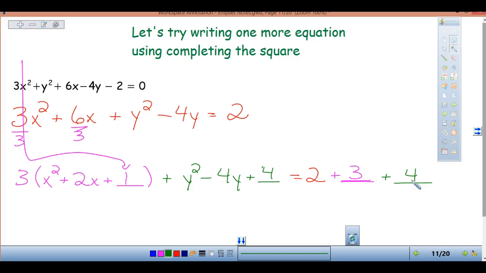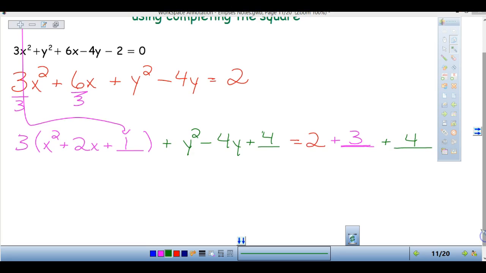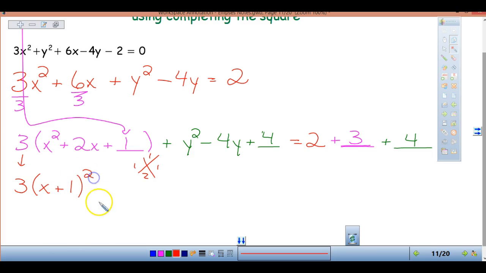Okay, so now I get to combine everything together and factor. So again, this 3 comes down. This factors, I'm going to just make a little triangle here, 1 and 2, so I get 1 and 1. So x plus 1, that's squared. Now this one, if I factor it, over a negative 4, those are going to be negative 2's.